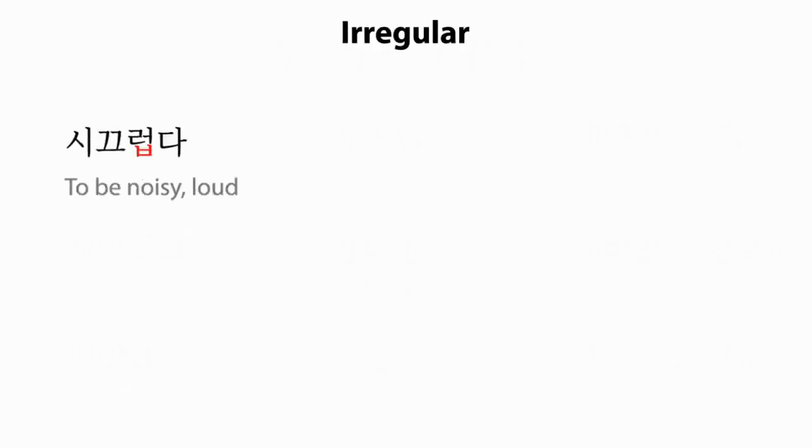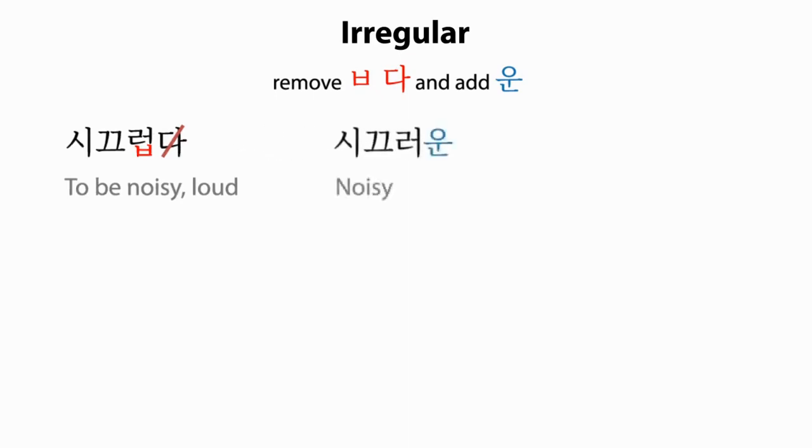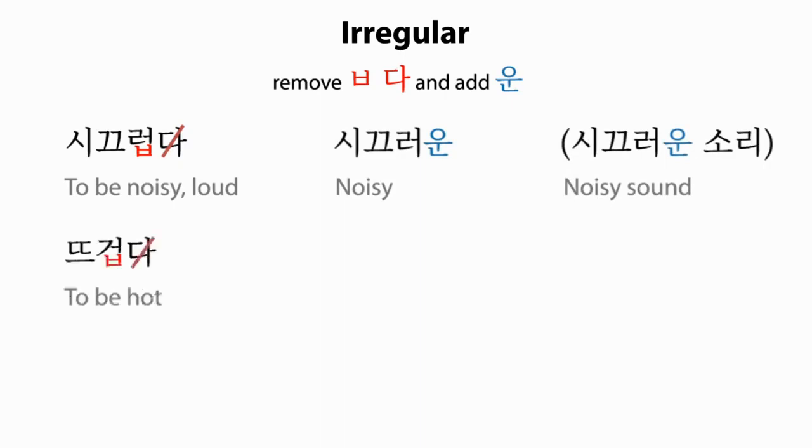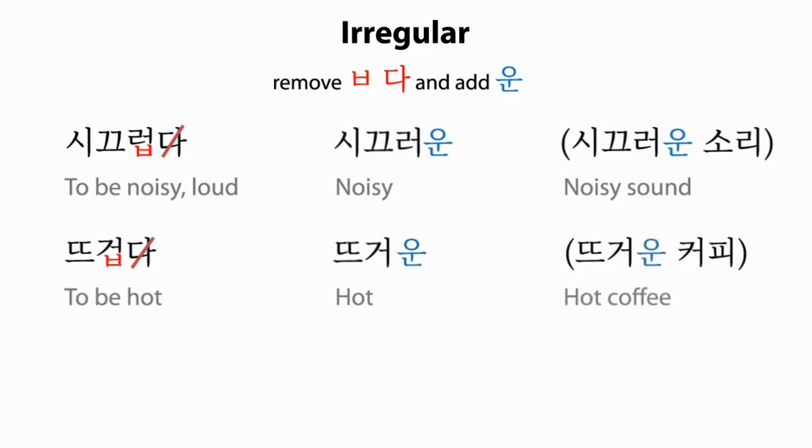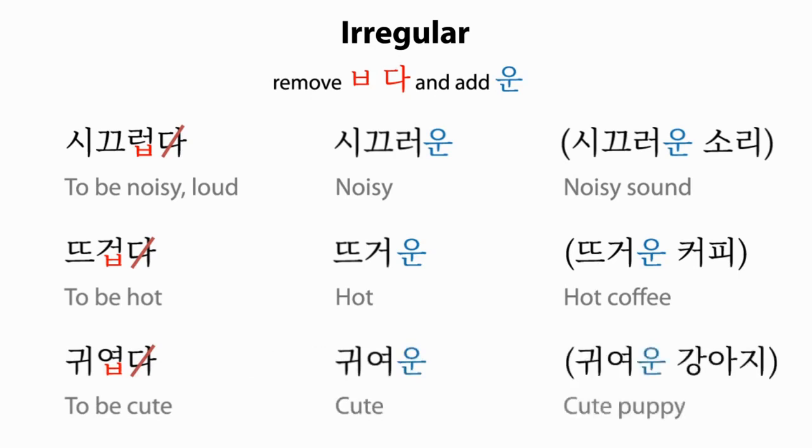The irregular adjectives end with a ㅂ letter. For example, 시끄럽다. For these adjectives, remove the ㅂ and 다, and add 운. 시끄럽다, 시끄러운, 시끄러운 소리. 뜨겁다, 뜨거운, 뜨거운 커피. 귀엽다, 귀여운, 귀여운 강아지.